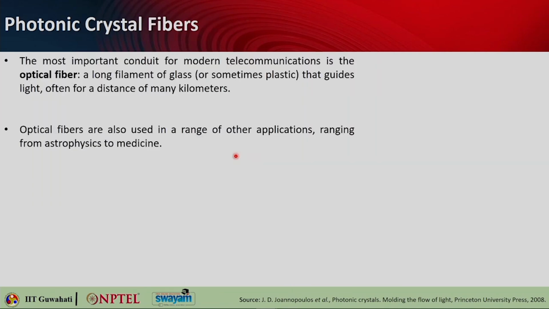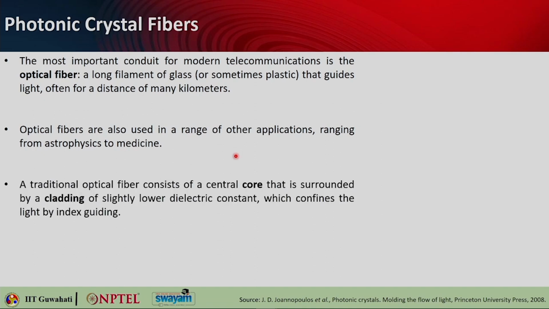The next important topic is photonic crystal fiber. Now why is it important? Because you understand the importance of optical fibers, that is the backbone of telecommunication, internet and everything, right? So you actually require optical fiber from astrophysics to medicine, everywhere. So a traditional fiber has got a central core which has got a cladding of slightly lower refractive index, right? And the light is basically guided through index guiding. So the light travels through the higher refractive index material surrounded by a region of lower refractive index material.